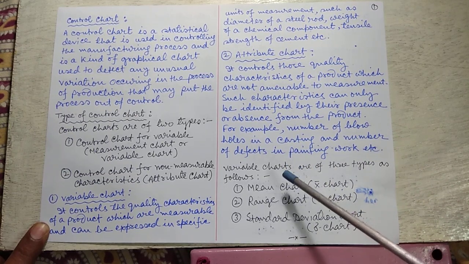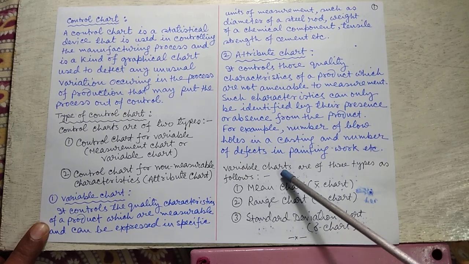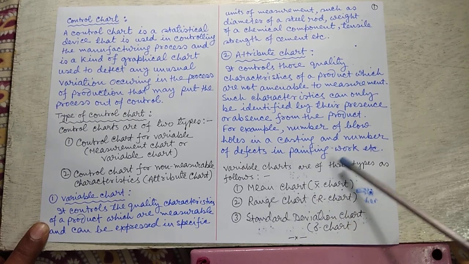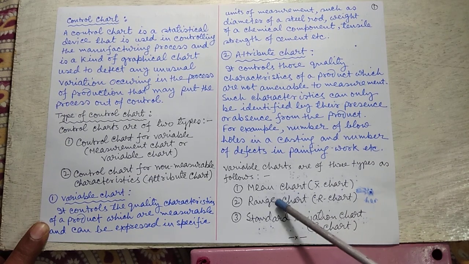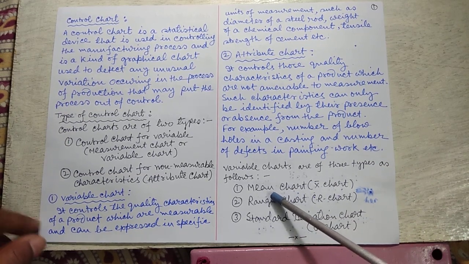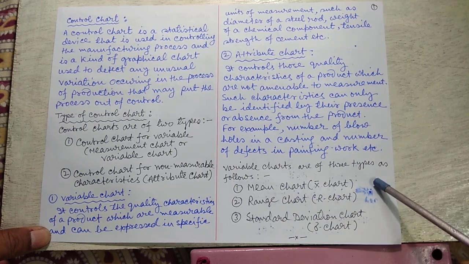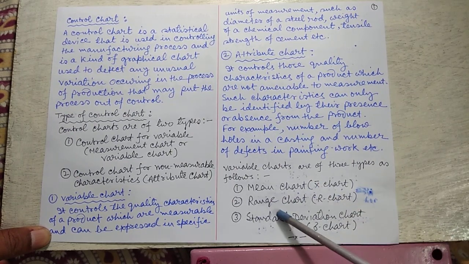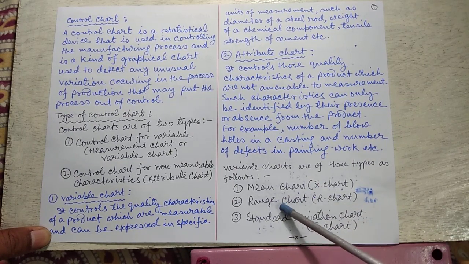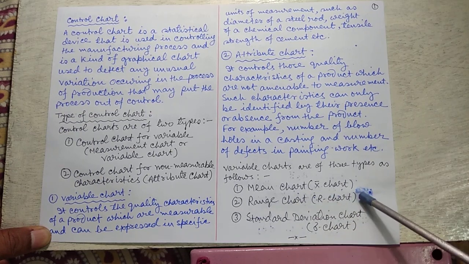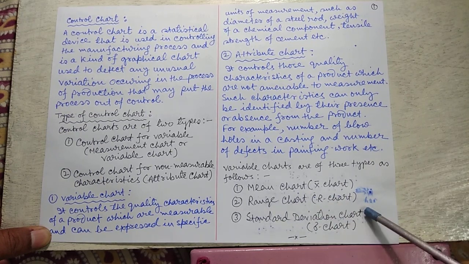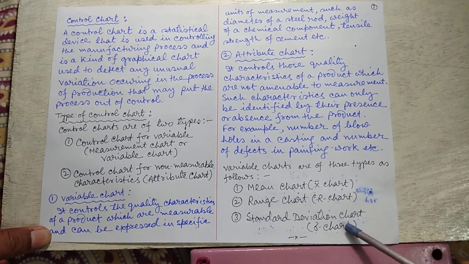Now, the types of variable charts. Variable charts are of three types. Number one, mean chart, that is X bar chart. Number two, range chart. You know range. What is range? Range is the highest value minus lowest value. So range chart, that is R chart, and standard deviation chart or small sigma chart. Clear?